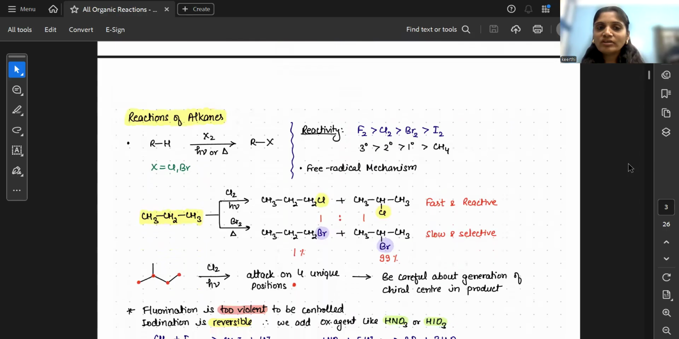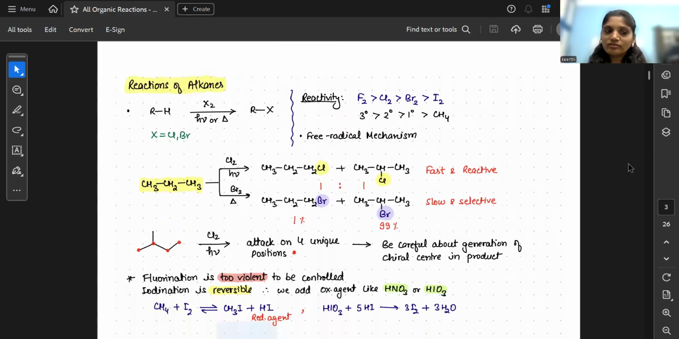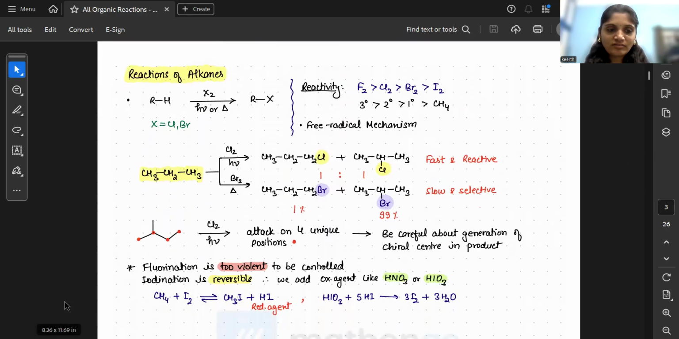Now let us go and see the reactions of alkanes. In the reactions of alkanes, the first very important reaction is the halogenation reaction. You will take an alkane and do halogenation in the presence of sunlight or UV light. When you do that, what happens here? Whatever halogen you have gets attached to your alkyl group, and all this process takes place through a free radical mechanism.